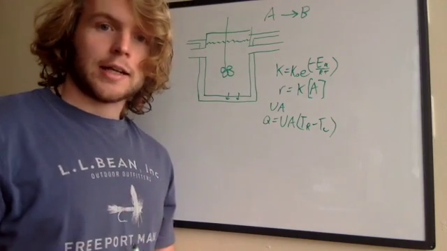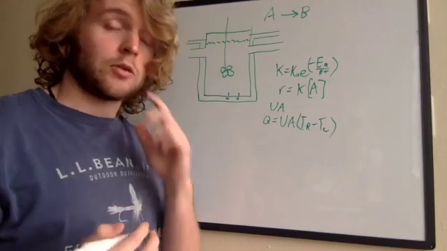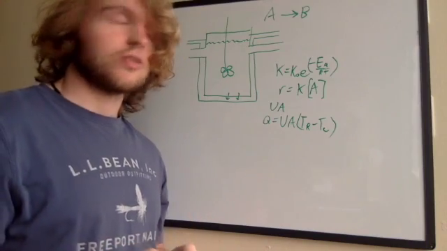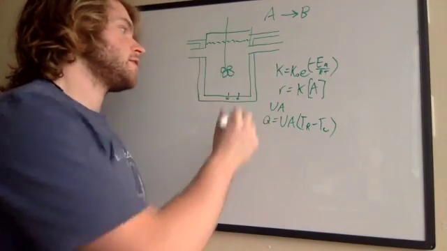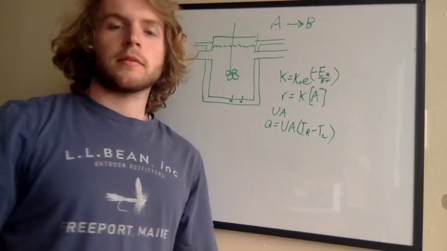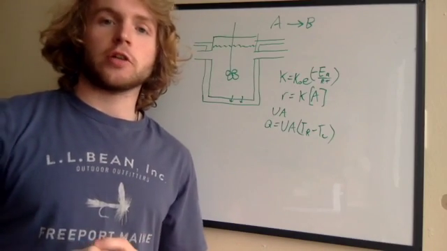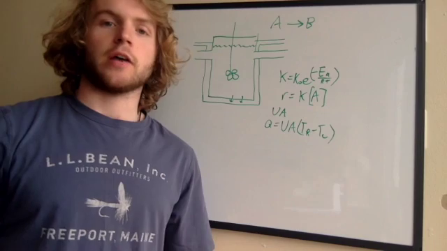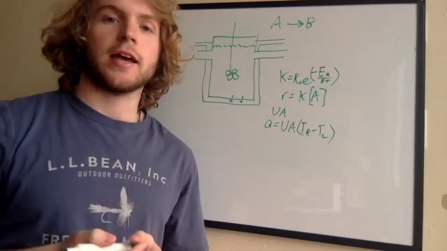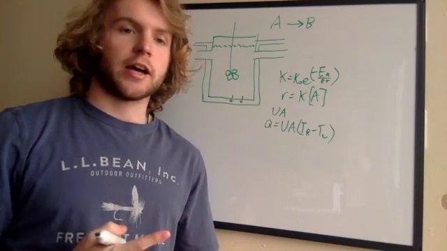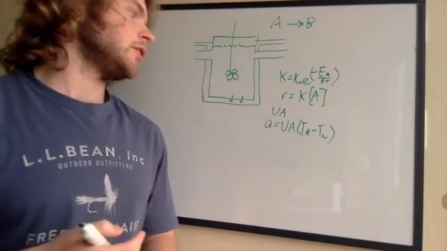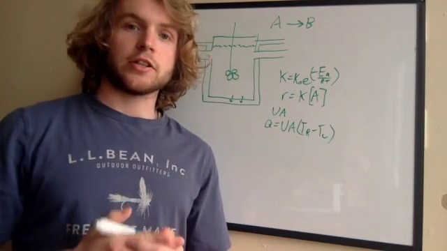And now we're going to go ahead and get into the differential equations that we're going to use to solve for the concentration of A and the temperature of the reactor. Alright, so the first differential equation we are going to be solving for is the concentration of A as it relates to the change in time. And to do that, we are going to be doing a material balance equation.